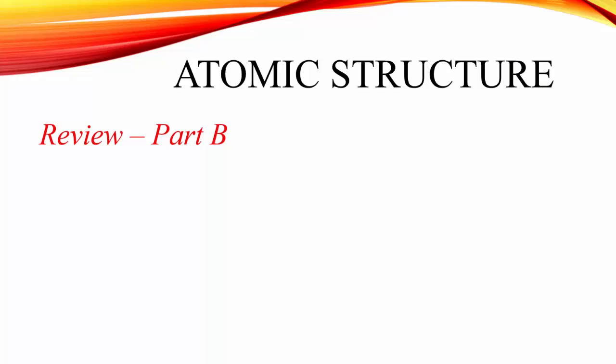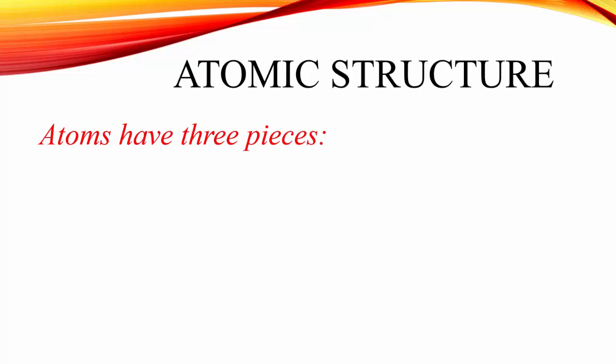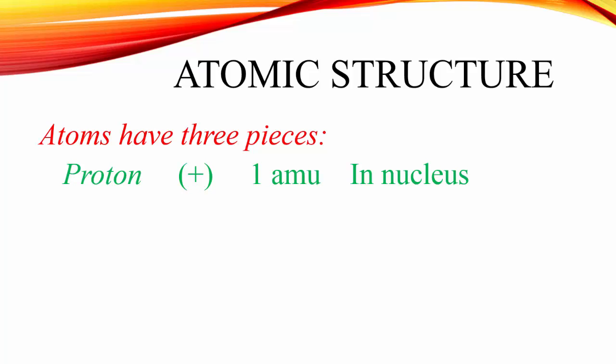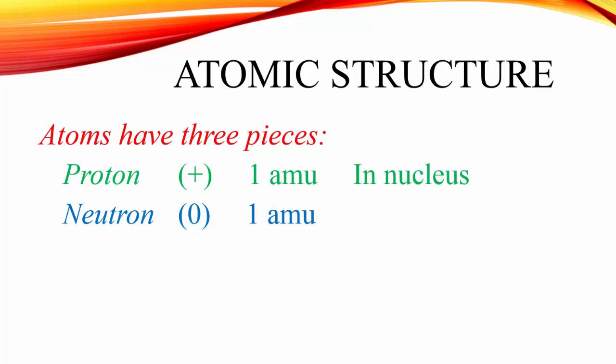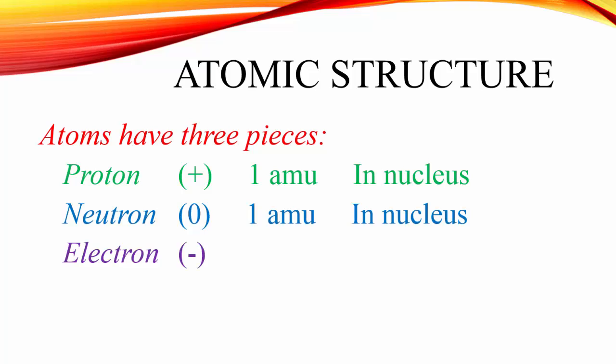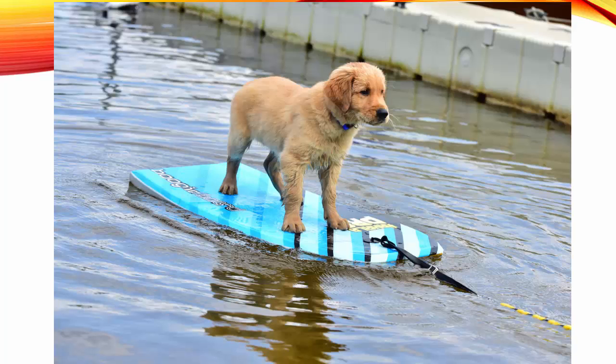And now here's a way you can take down some notes. So real quickly, atoms have 3 pieces. The proton, which is positive, weighs 1 AMU, and it's in the nucleus. The neutron, which has no charge, weighs 1 AMU, and is found in the nucleus. And electrons, which are negatively charged, have no AMU and are found not in the nucleus. So those are the basics. We will be discussing what AMU are and a few other things in the next lecture.